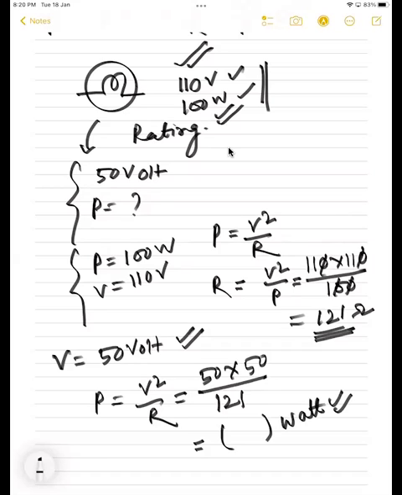We only consider the internal resistance of the bulb. Calculate the internal resistance, then put in the input voltage, and again use V square by R. Normally students make a mistake: for 110 volt, 100 watt, if 55 volt is given, they say it will be 50 watt. No, it's not like that. It will not vary like that. Getting my point now?